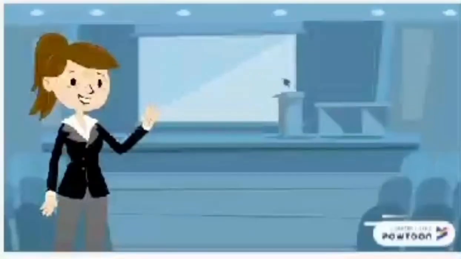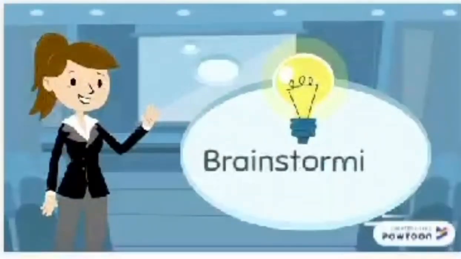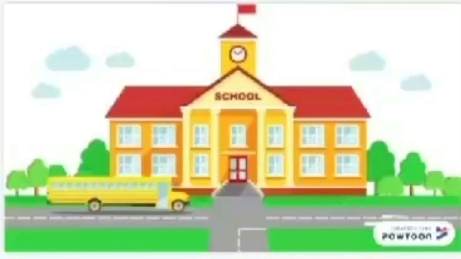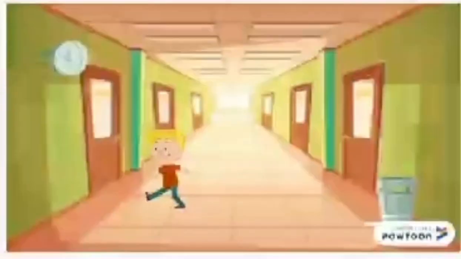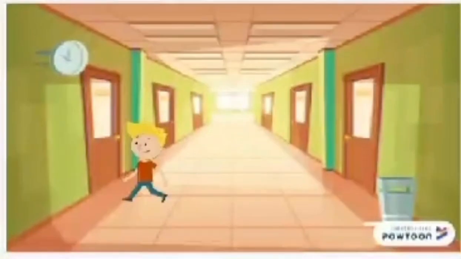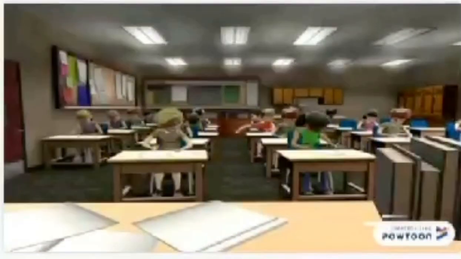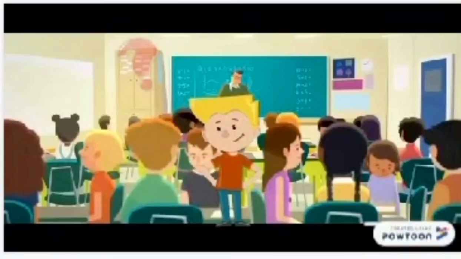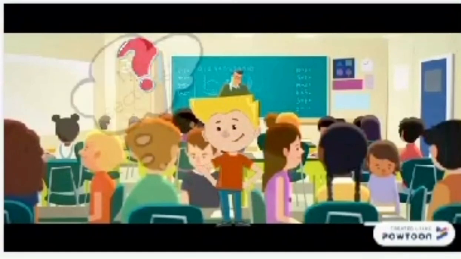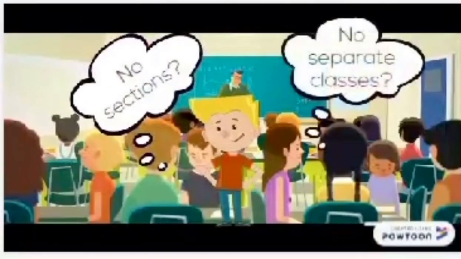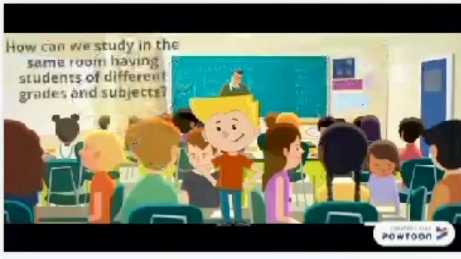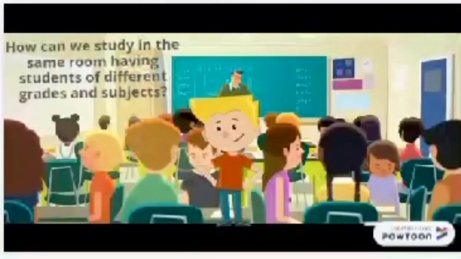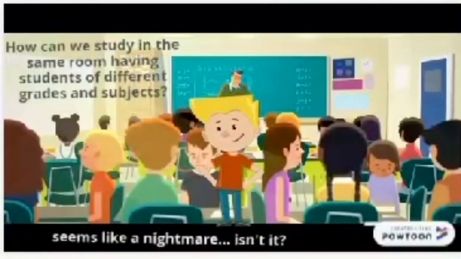Let's get to know what's our topic today. Suppose one day you go to school and everything is changed. You enter the class and you come to know that all the students from all the classes are sitting in the same room. And you're like, oops, what's that? And many questions cross your mind, like no sections, no separate classes. How can we study in the same room having students of different grades and different subjects? It seems like a nightmare, isn't it?